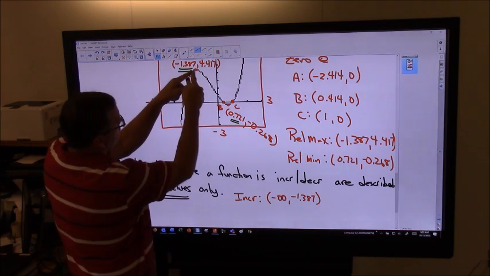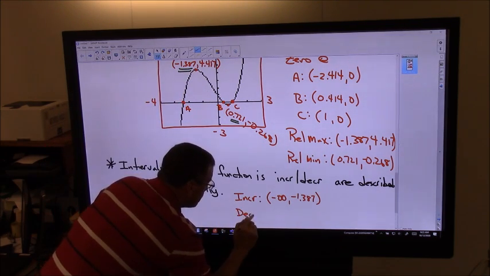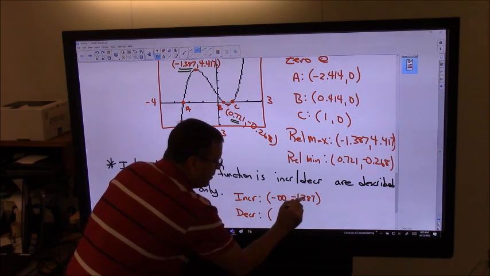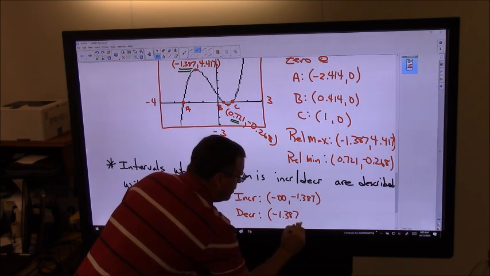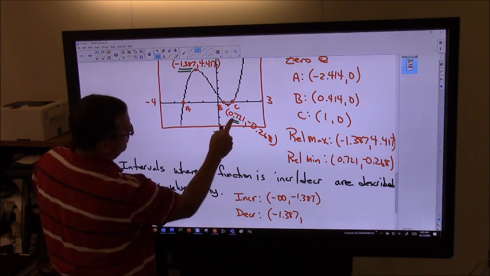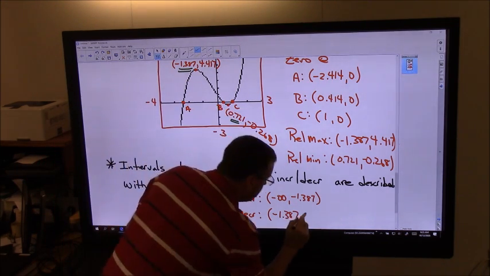All right, then my function starts to decrease from this number right here, negative 1.387, until we get to this x value here, 0.721.